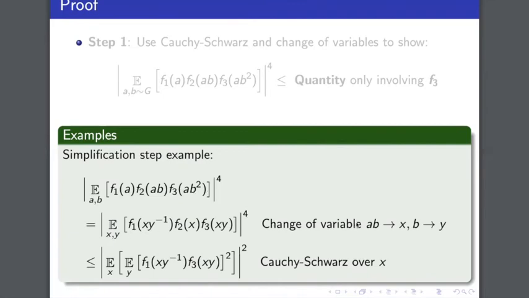Now we do a change of variable. We take AB to be X, and also change B to Y. Then we have a new expression, the same as the previous expression. This is just a little algebraic manipulation. Then we do a Cauchy-Schwarz over X. This allows us to remove the function f2. So we apply Cauchy-Schwarz and reach over here, and it doesn't have f2. Similarly, if we do another Cauchy-Schwarz, we'll be able to remove f1 as well. So that's the rough idea behind step 1.